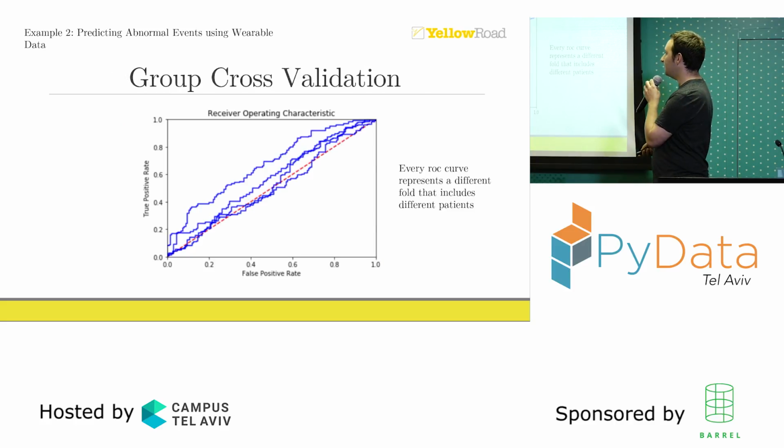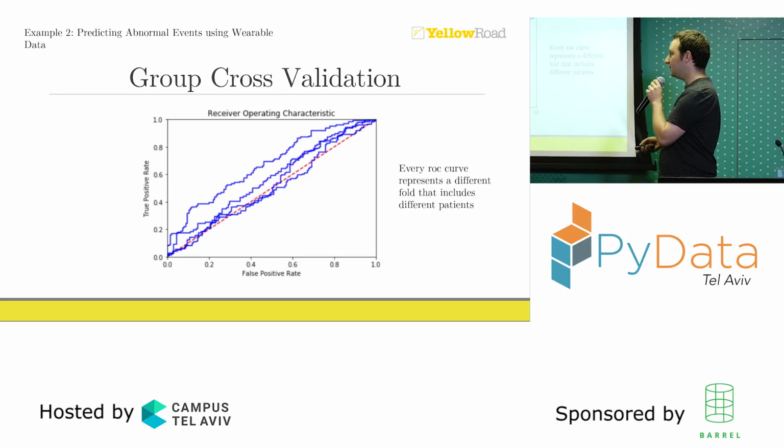So in a dataset that has groups in it, like this one, we can't use a normal random cross-validation, and we need to use group cross-validation, where we train on several patients and test on others. This way we can make sure that our model will generalize to new patients when it goes to production.